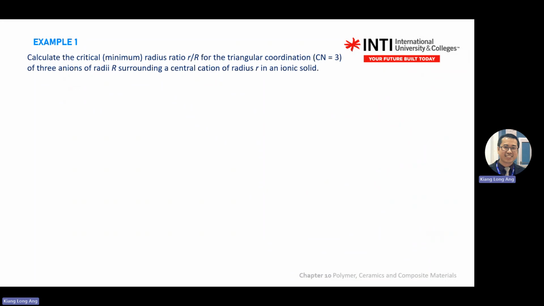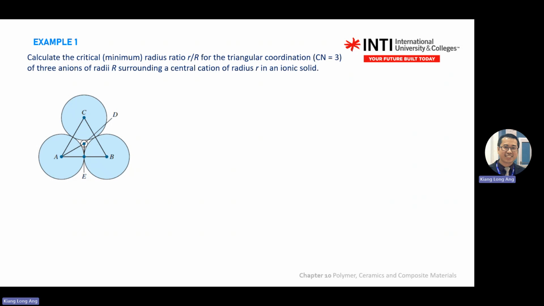Now, from this exercise, calculate the critical radius ratio r over capital R for triangular coordination, CN equal 3, of 3 ions of radius R surrounding a central cation of radius r in the ionic solid. So you want to find the critical minimum radius for this one. These are the steps that we expect you to prove for the CN at a certain number. So this one shows you how to do CN 3.